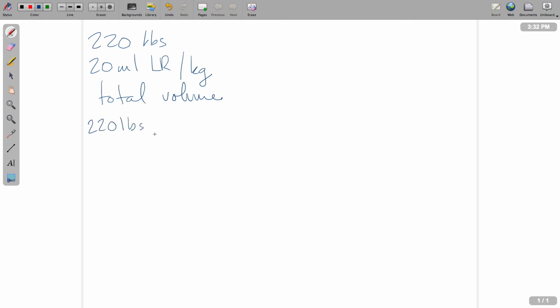So let's take our 220 pounds. We're going to convert that into kilos. We're going to put pounds at the bottom. All right, so 2.2 pounds for every 1 kilogram. All right, so you need to know these ratios. There's no getting around that.